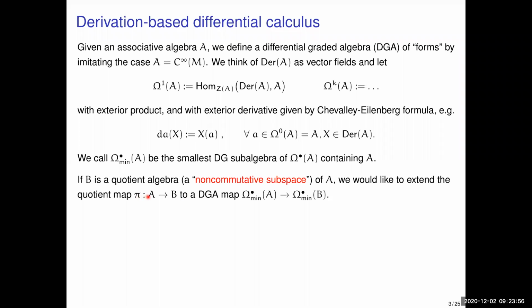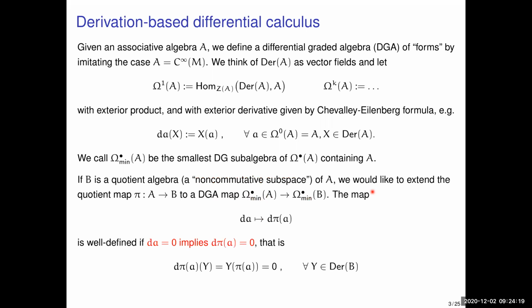if it is possible to do the same in general. So given pi, the quotient map from A to B, where quotient map means a surjective homomorphism of algebras, can we extend this quotient map, under the sole condition that it is surjective, to a DGA map from one differential calculus to the other? And here is the minimal one, the one that we consider. So let's say when this extension is well defined. Well, clearly, DGA map means that it commutes with the exterior derivative. So the differential of a, an element of the algebra, should go to the differential of pi of a. This is well defined if the map pi sends the kernel of d into the kernel of d. And you can write down what this means. This means that if da is equal to 0, then any derivation y of B applied to pi of a should give you 0. This is the condition for this map to be well defined.